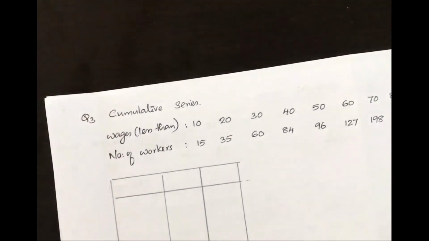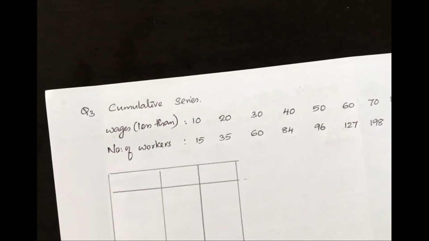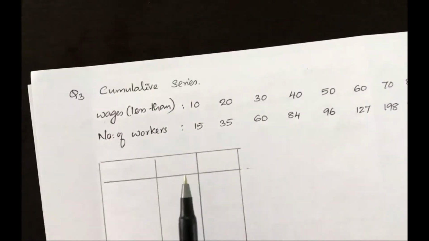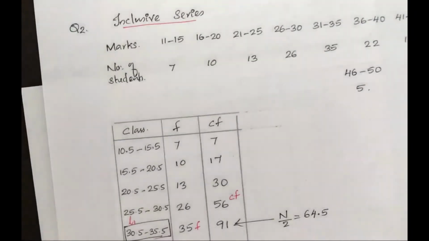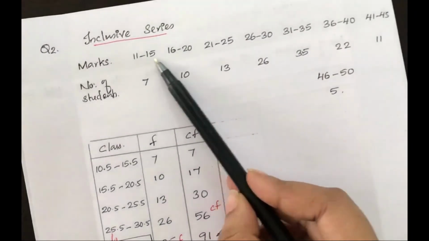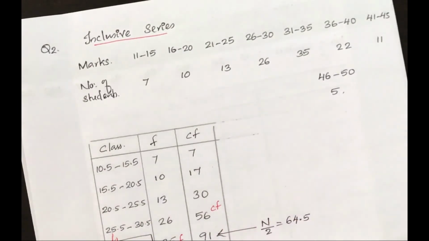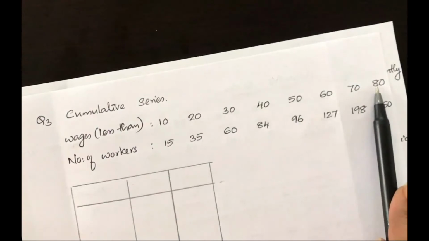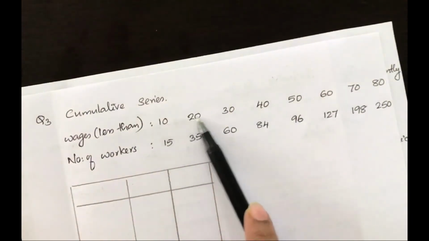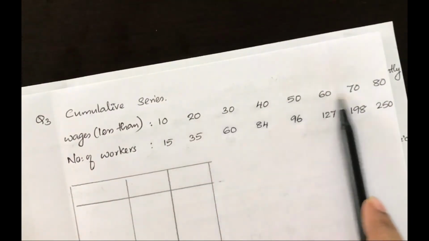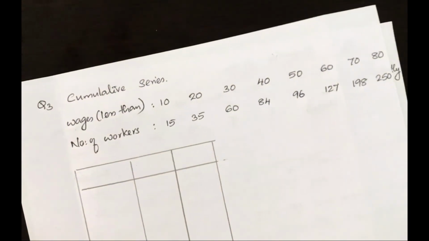Now we can look at how to find the median of a cumulative series. And we must always look at whether the question is in ascending order. In this question, it was in ascending order itself. Here also it is given in ascending order. We always need to check whether the question is in ascending order of magnitude.